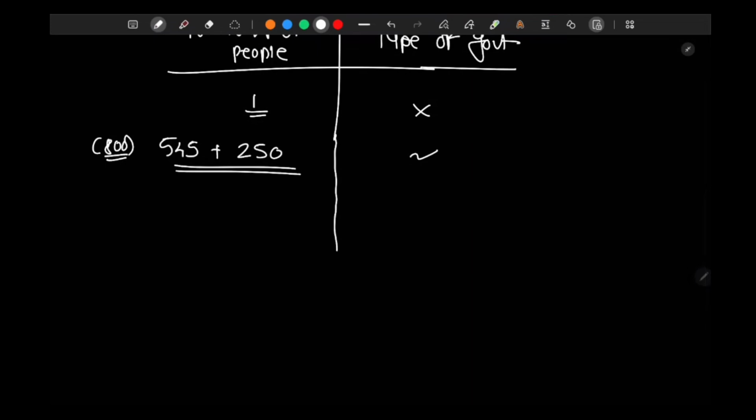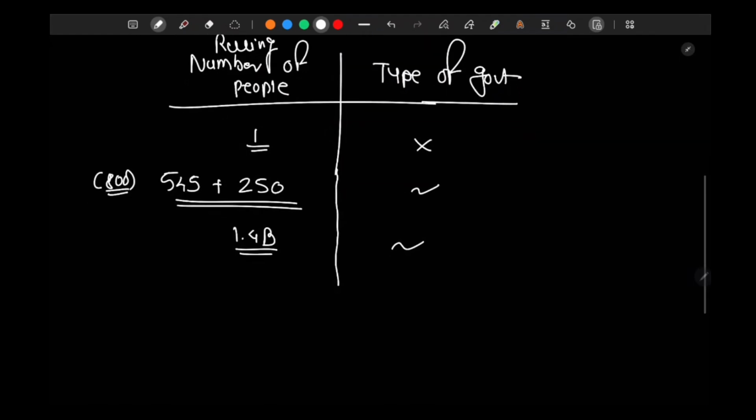Then let's say all of India participates in a particular decision. 1.4 billion people participate in a particular decision. Is it a form of democracy? It can be, it cannot be. But it is most likely.